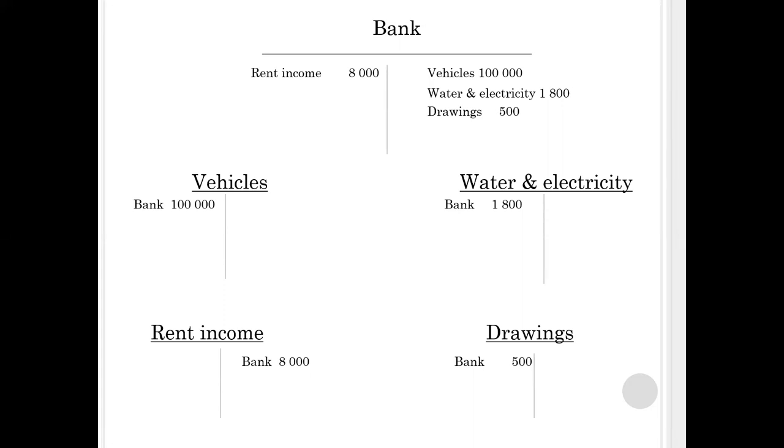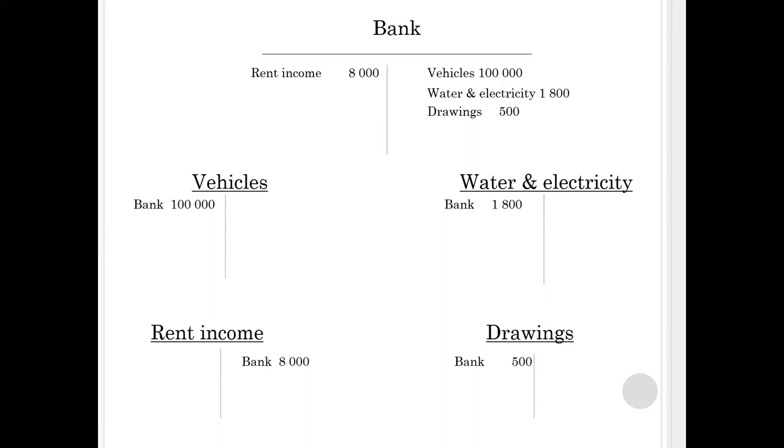Then remember, you have done vehicles now, so you still need to go and do the friend bank. And remember again, the double entry principle says, for every debit, and we have debited vehicles, there must be a credit. So what are you going to do with the friend bank? You're going to credit it. And if you look back, there on the credit side is the entry from the friend vehicles, 100,000 rand.